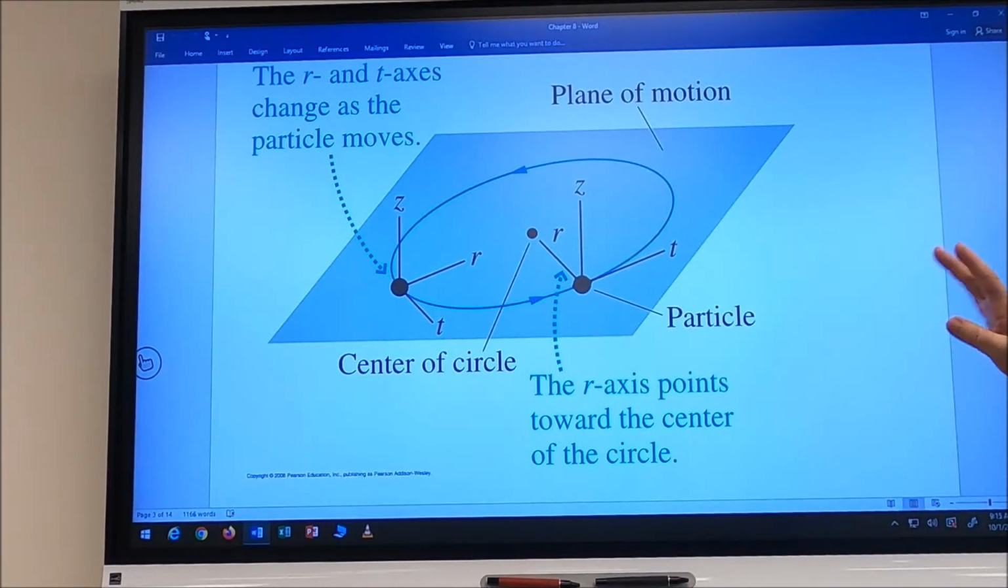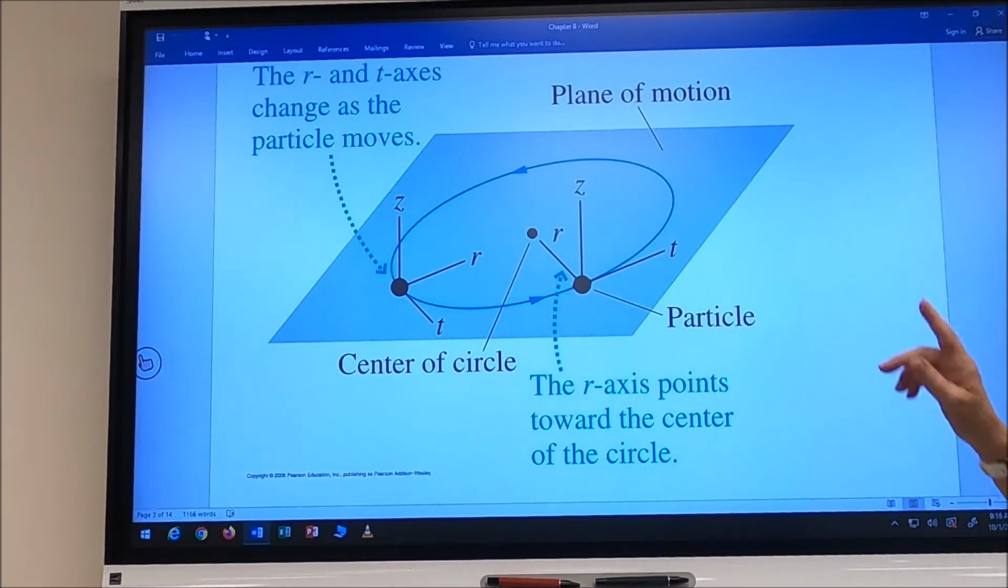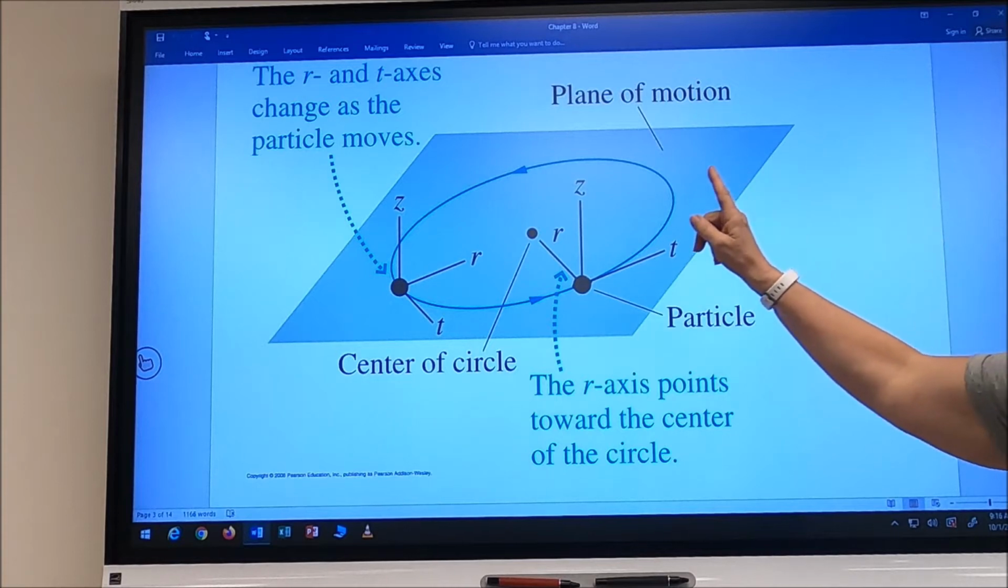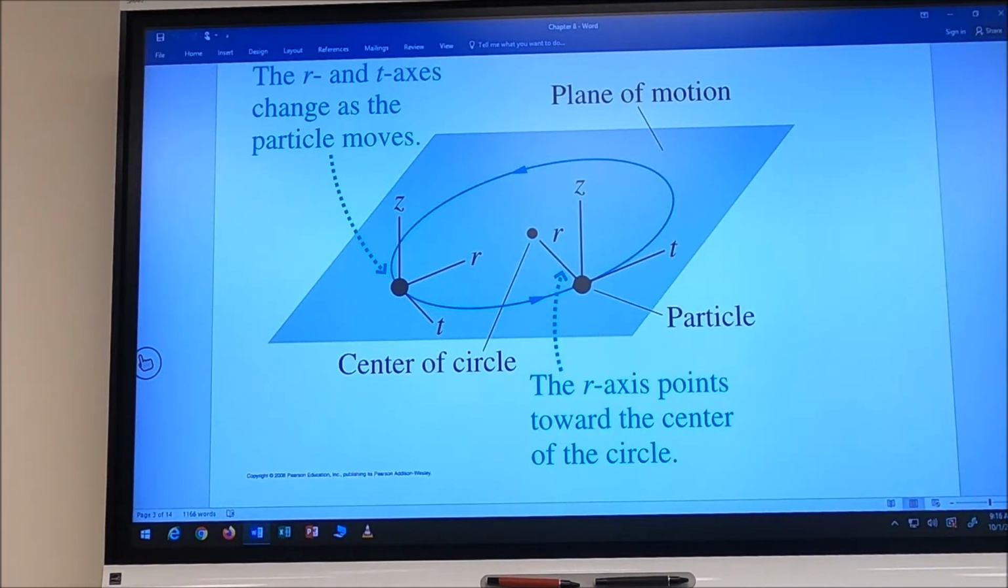So here's the RTZ. The other thing to notice about the RTZ coordinate system is that it's based on the object. So the origin of this coordinate system moves. Okay, so it's not something we're used to. But this is the first time you see it. So the RTZ coordinate system.